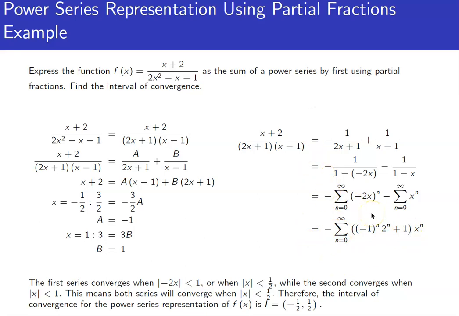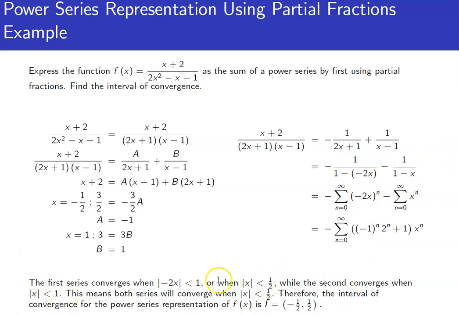All right, so when we want to know the interval of convergence, we need to know when each power series converges, because remember, for a sum or difference of power series, they both need to converge in order for the sum to converge, or the difference to converge. So this first one will converge as long as the absolute value of negative 2x is less than 1, or the absolute value of x is less than 1/2. The second one is our geometric series, which converges if the absolute value of x is less than 1.